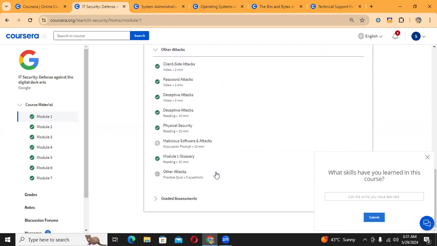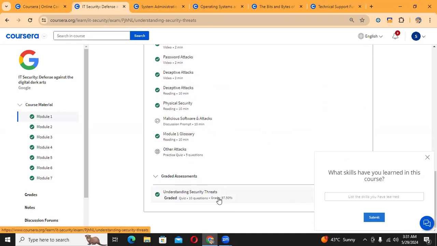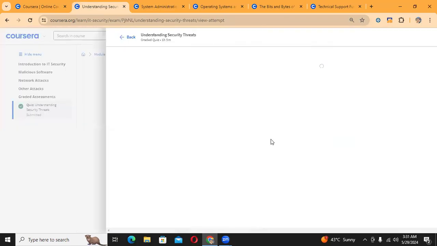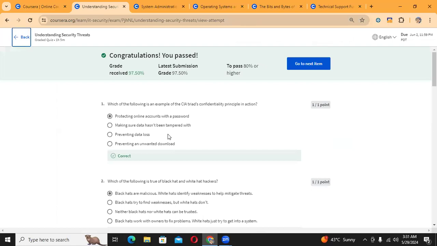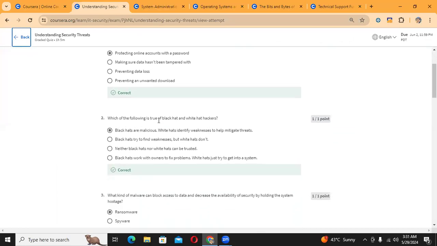So let's move on to the graded assignment. It's about security threats. Which of the following is an example of CIA threats? Protecting online accounts with a password. And the second question, which of the following is true of black hat and white hat hackers? Black hat hackers are malicious, white hat hackers identify vulnerabilities to the threats.